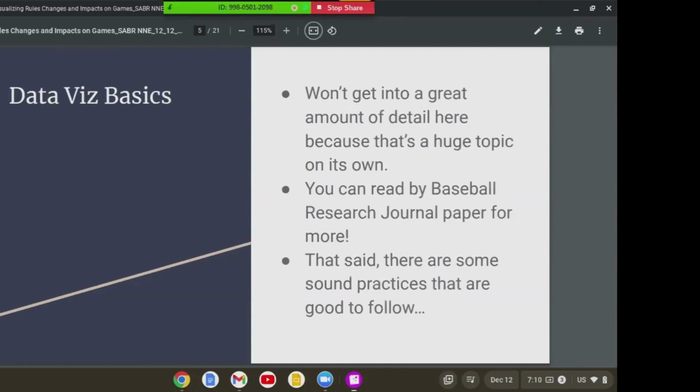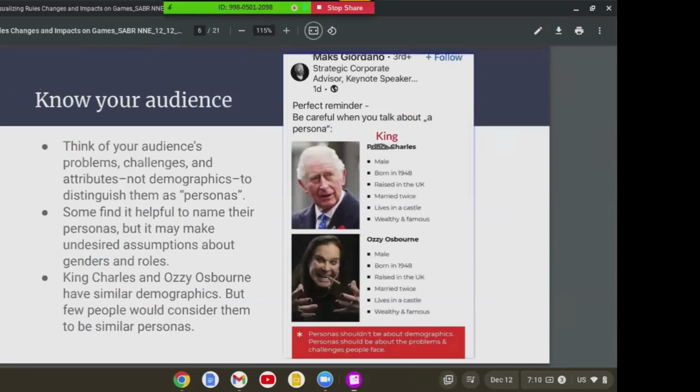I won't get into the basics of data viz here because that's a 2-hour talk on its own. Or you can take my class at MICA, which is 8 weeks long. You can also read my Baseball Research Journal paper, which just came out in the fall issue, for more of a history around data viz. That said, there are some sound practices that are always good to follow as far as getting started.